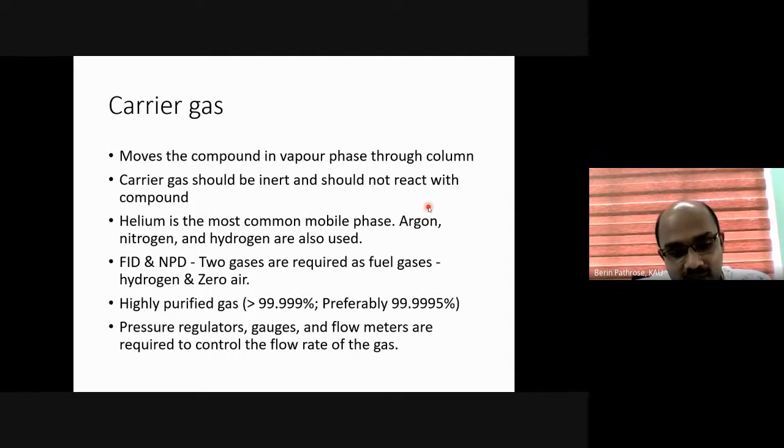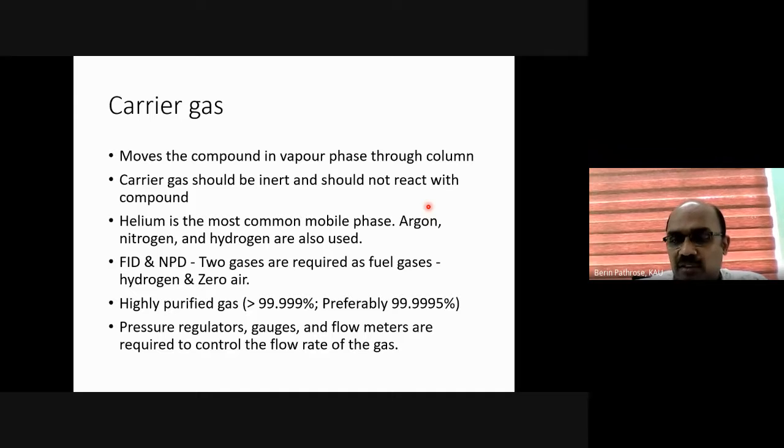So it should be an inert gas that does not react with the compound. The normal carrier gases which we use are helium, argon, and nitrogen. Though hydrogen is also listed as a carrier gas, we don't normally use hydrogen much. In our lab, in the gas chromatograph we use nitrogen, and in GC-MS/MS we use helium as the carrier gas. So helium, argon, nitrogen are the three gases which we commonly use as carrier gas. But in certain gas chromatographs, there are certain kinds of detectors called FID and NPD. I will discuss these detectors in 5 to 10 minutes.